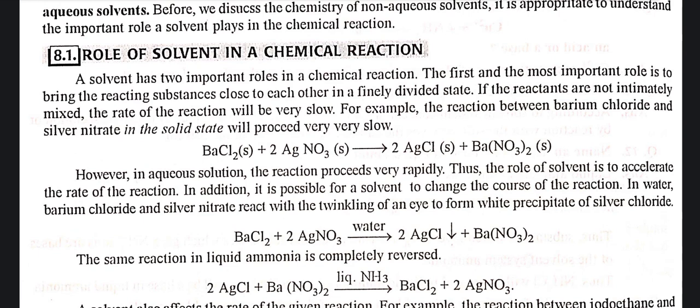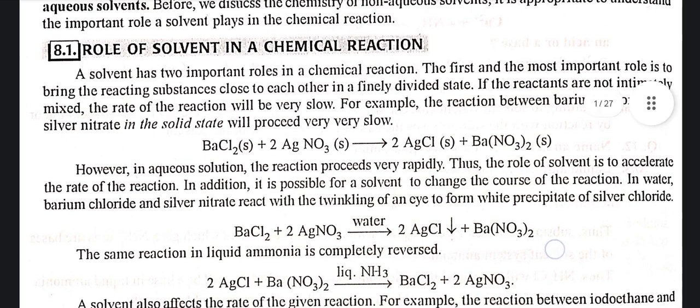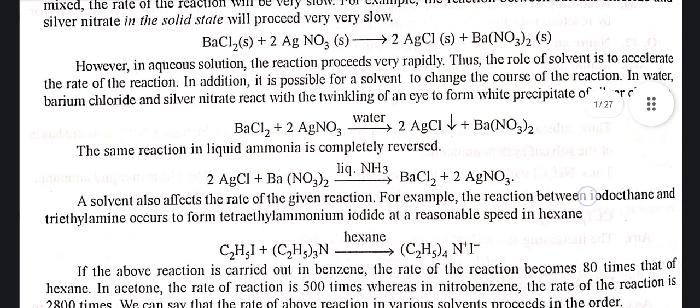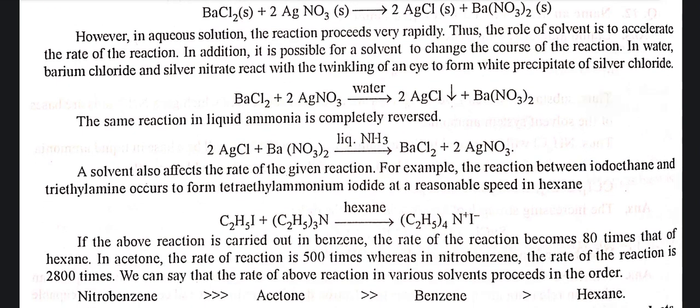For example, the reaction between barium chloride and silver nitrate in the solid state will proceed very slowly. However, in aqueous solution, the reaction proceeds very rapidly. Thus, the role of solvent is to accelerate the rate of the reaction. In addition, it is possible for a solvent to change the course of the reaction. In water, barium chloride and silver nitrate react in the twinkling of an eye to form a white precipitate of silver chloride. The same reaction in liquid ammonia is completely reversed.